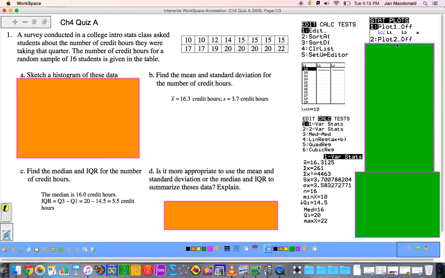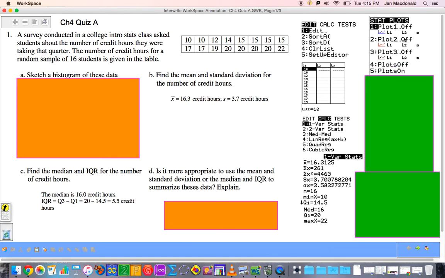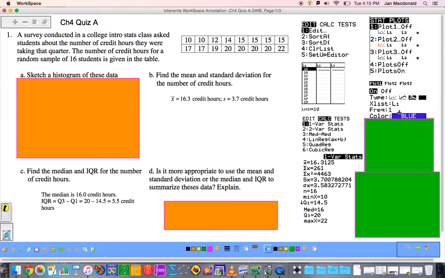There we go. So we're going to hit second y equals, and we're going to come up to this menu right here. This is our stat plot menu. That means we're going to be plotting information that are in our lists. Okay, so hit second y equals. It's right below your graphing window. And we're just going to hit the number 1, or again that enter key, and we're going to change some information here. We're going to turn our first plot on.